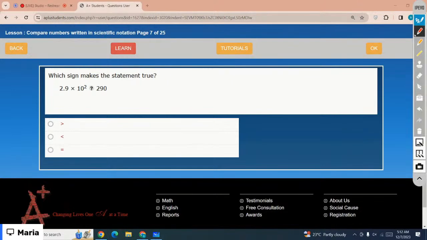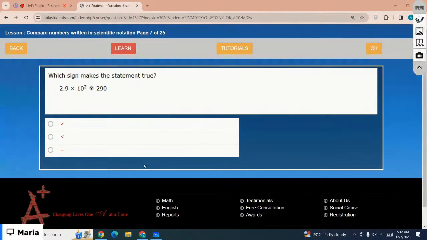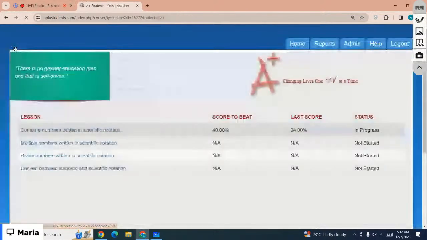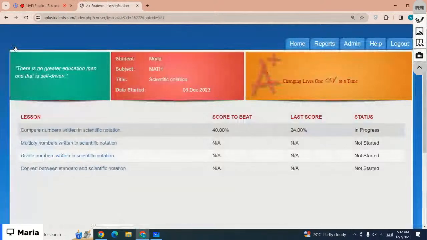Okay, you can complete the lesson by yourself later today. Let me just move on to the next lesson. And the next lesson is multiply numbers written in scientific notation. Let's start with the next lesson.